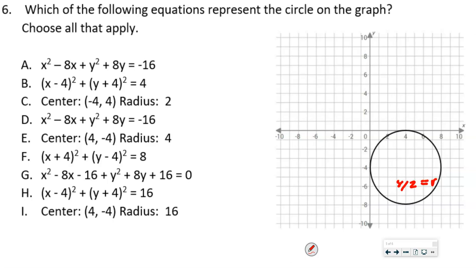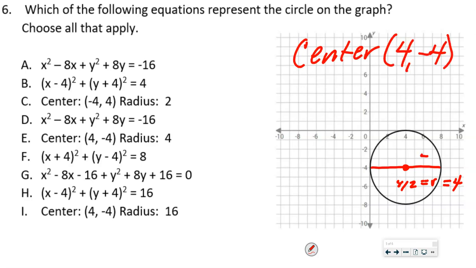Let me do that again. So that's going to give me 4, right? So I'm going to count back 4, and that's going to be my center then. Okay, so what is the center here? So the center is at 4, comma, negative 4. And what's our radius? Our radius is also 4, isn't it? Radius equals 4.